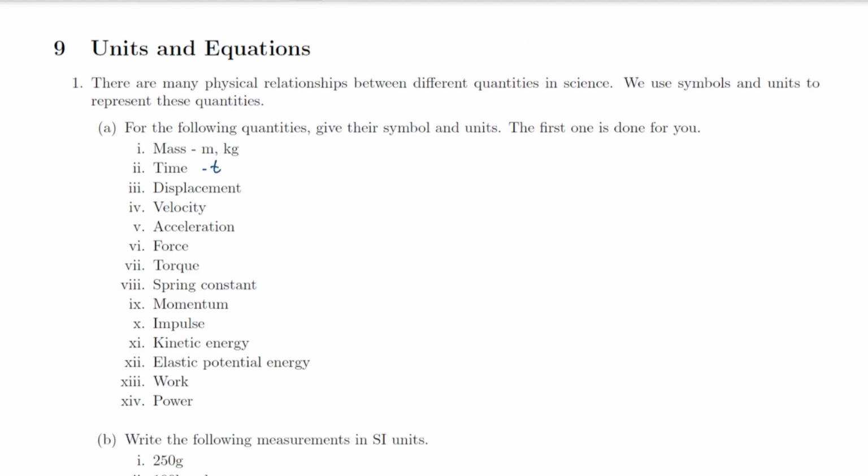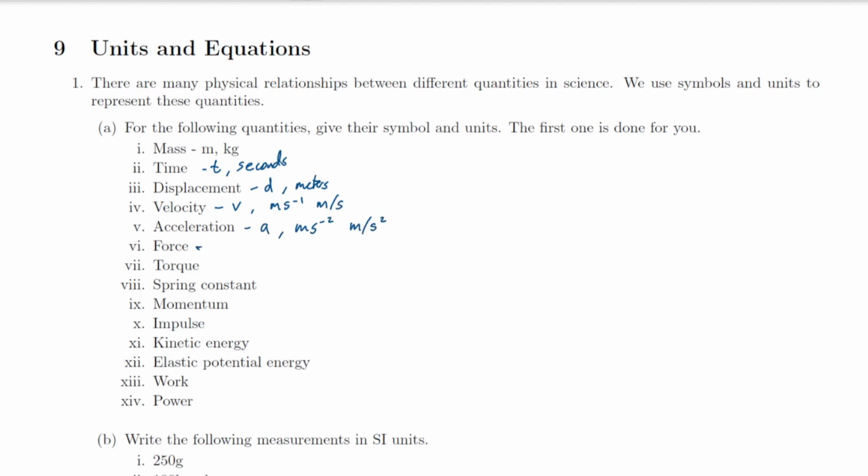Time, symbol T, units seconds. Displacement, symbol D. You might see the symbol S as well, and it is in meters. Velocity, symbol V. You might also see it as a symbol for U, like initial velocity. Units meters per second, so ms to the -1 or m/s. Acceleration, symbol A, units meters per second squared.